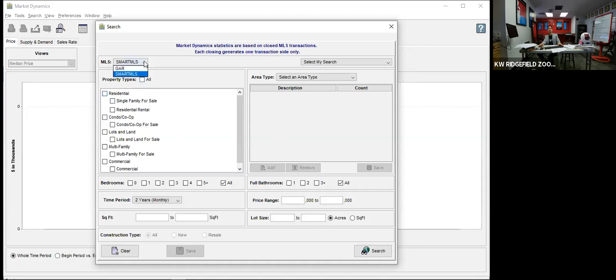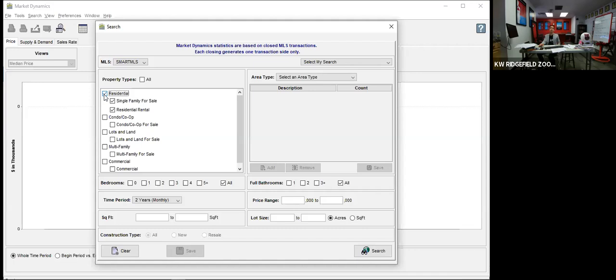So make sure that you switch this MLS first from Greenwich to Smart. That's number 1. Number 2, if you want the BrokerMetrics supply and demand chart, which is the chart that most people use most of the time from BrokerMetrics, here's how you do it.